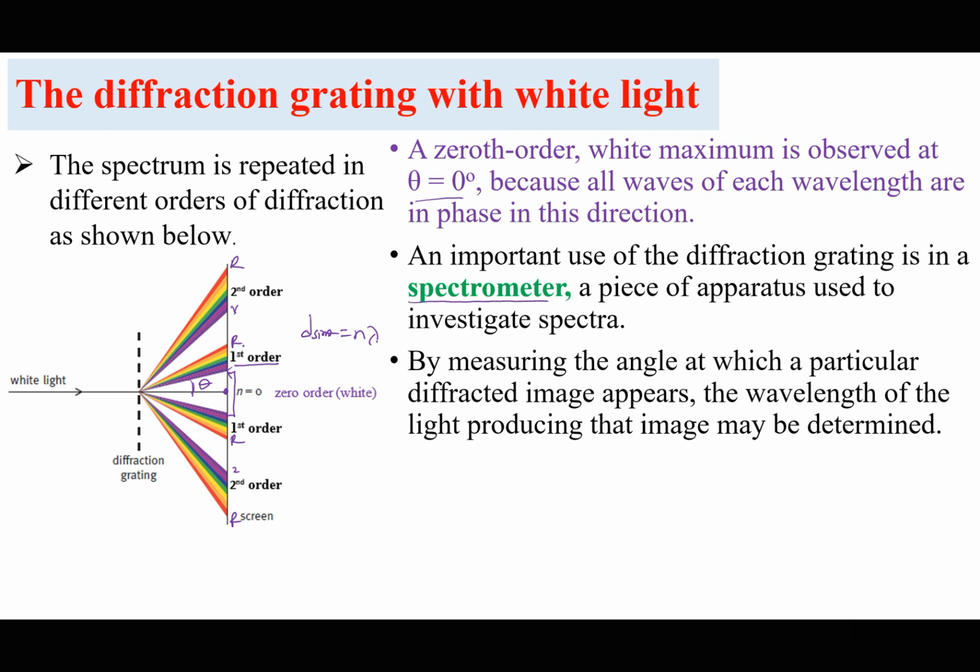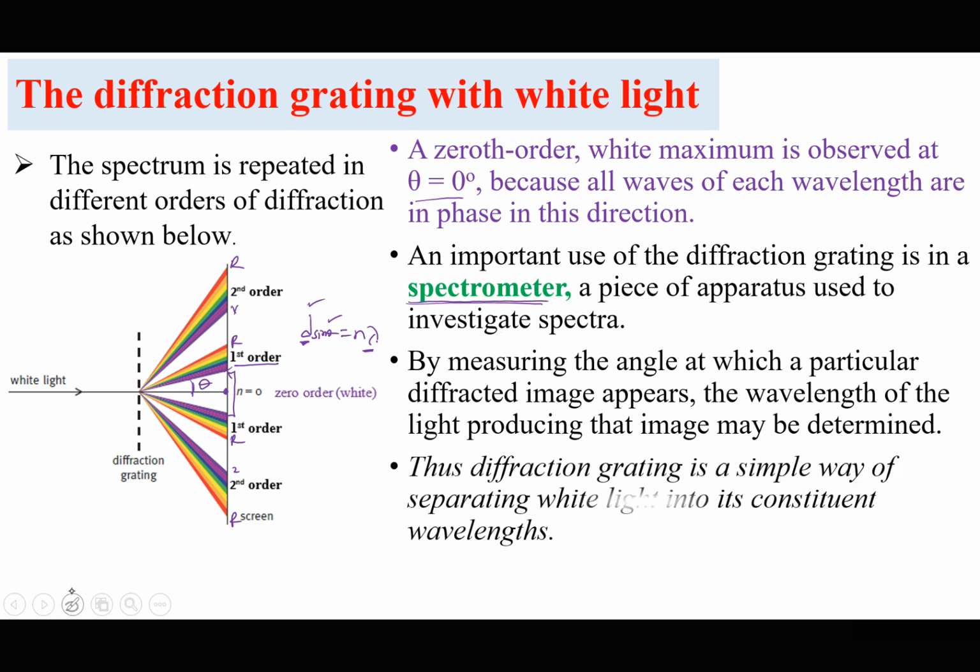If I know that the image is appearing on the first order on the screen, then it means n is going to be 1. So if I can measure theta and I know the number of slits in the diffraction grating, I know the slit separation d, then I can find the wavelength. So by measuring the angle at which a particular diffracted image appears, the wavelength of the light producing that image may be determined. That is how a spectrometer works. I don't want to go into the details of a spectrometer in the AS curriculum.